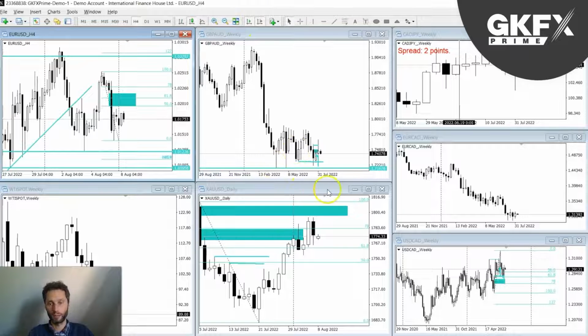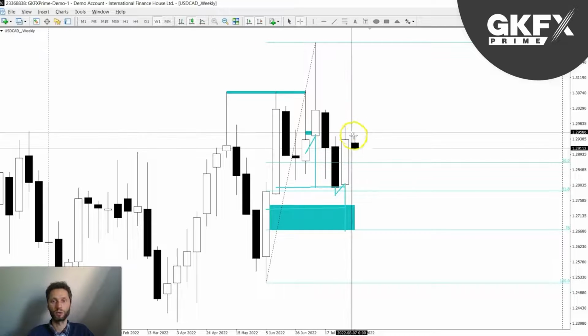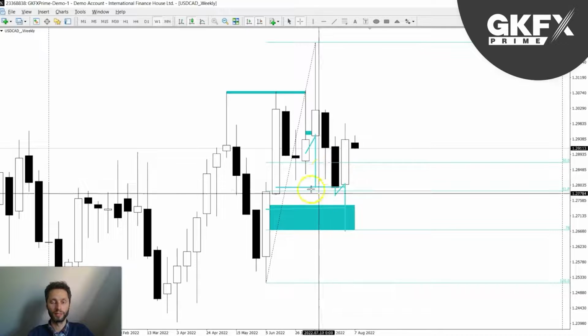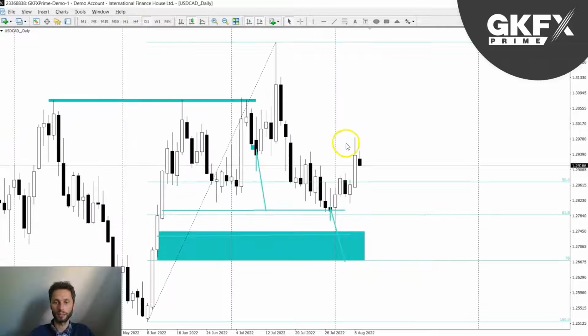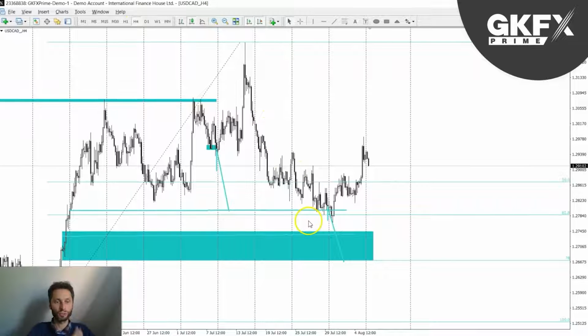Let's go to another major pair. So we've got dollar CAD here. Let's have a look here what we've got last week. So here was that last week, NFP, and here were the markings, the annotations that I made last week. Let's go to the daily just to get a clear picture. 4 hour would be even better. So here's what we were looking at.